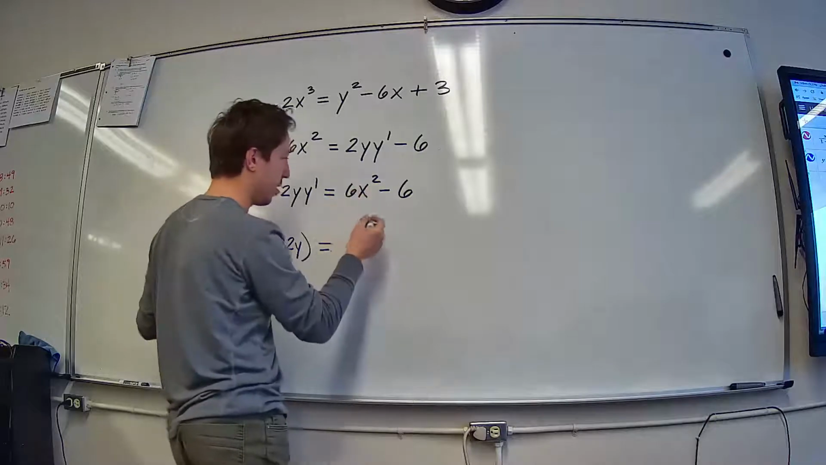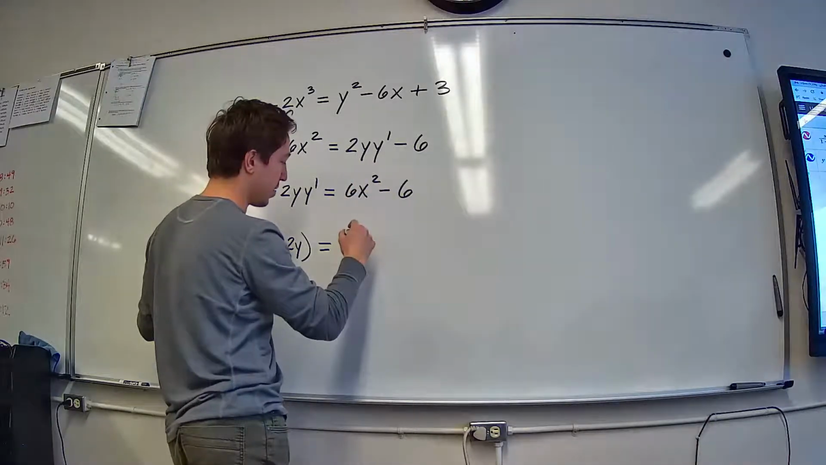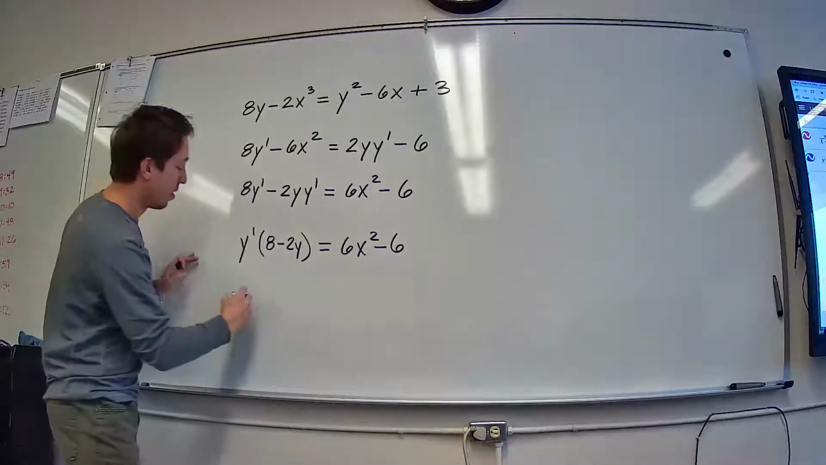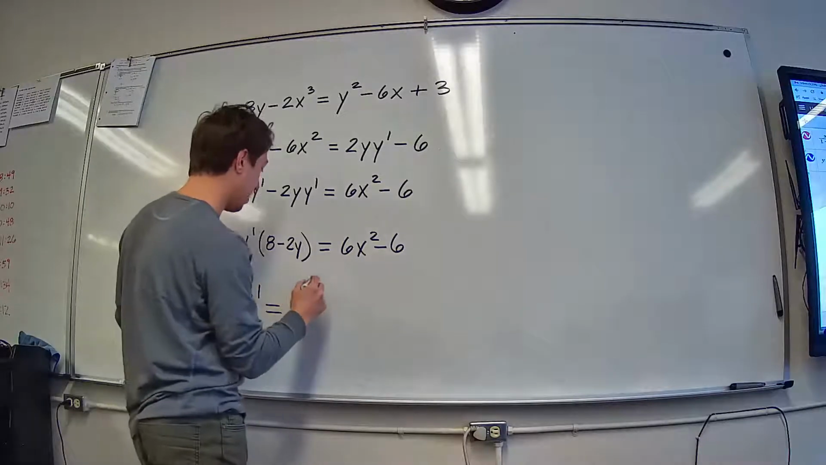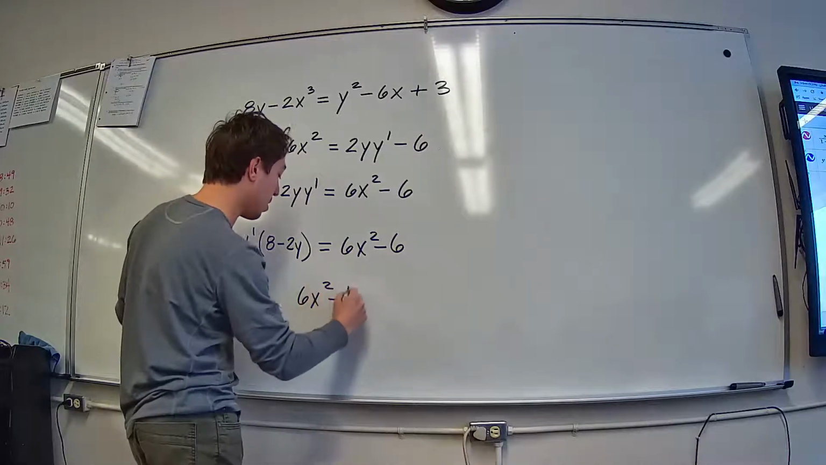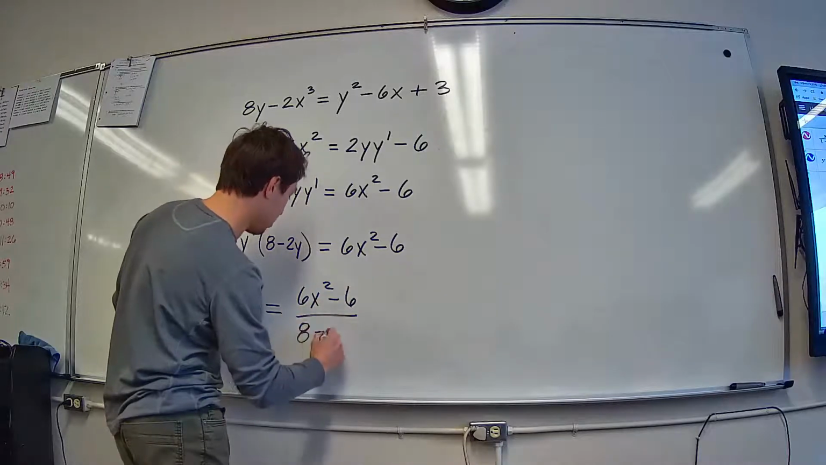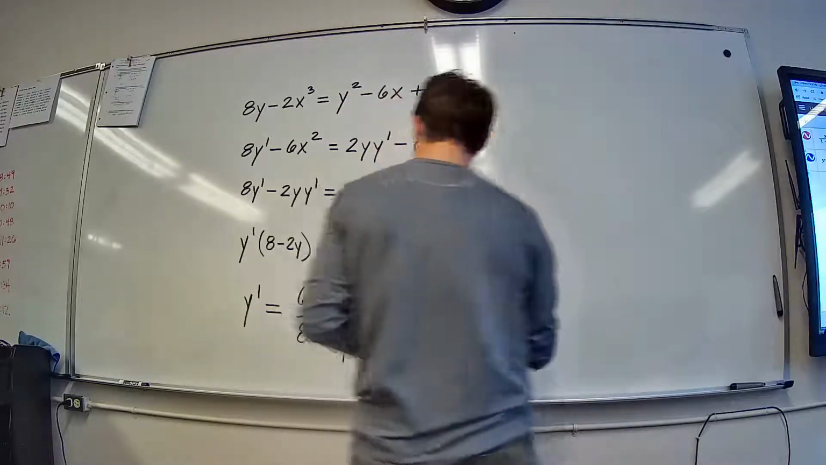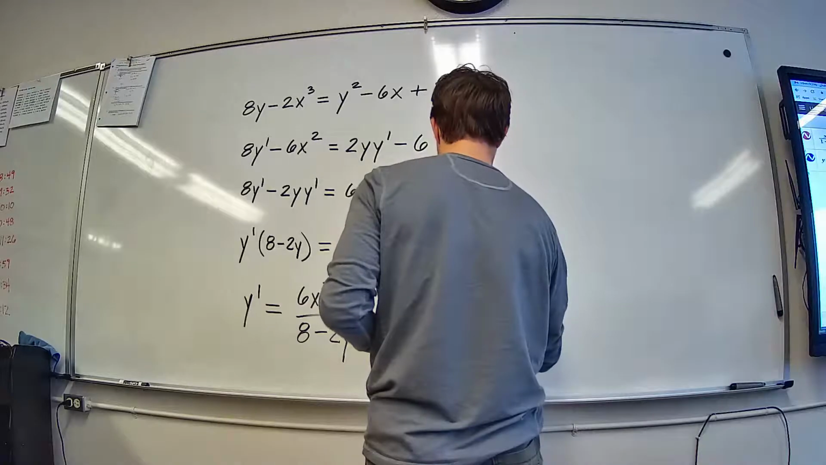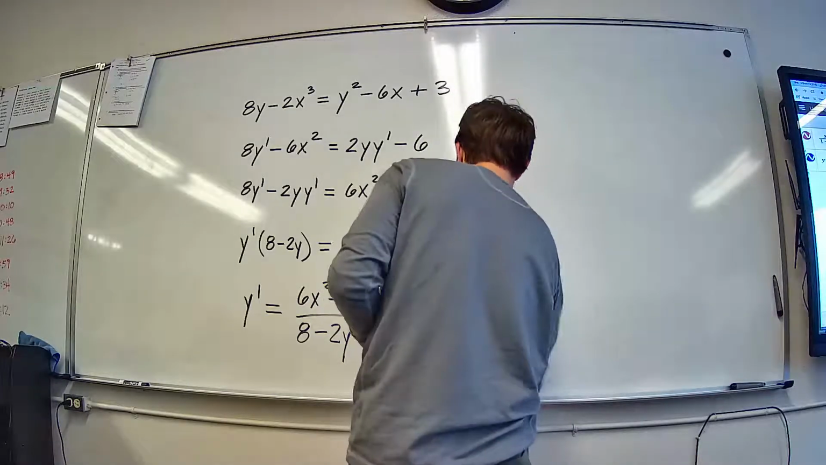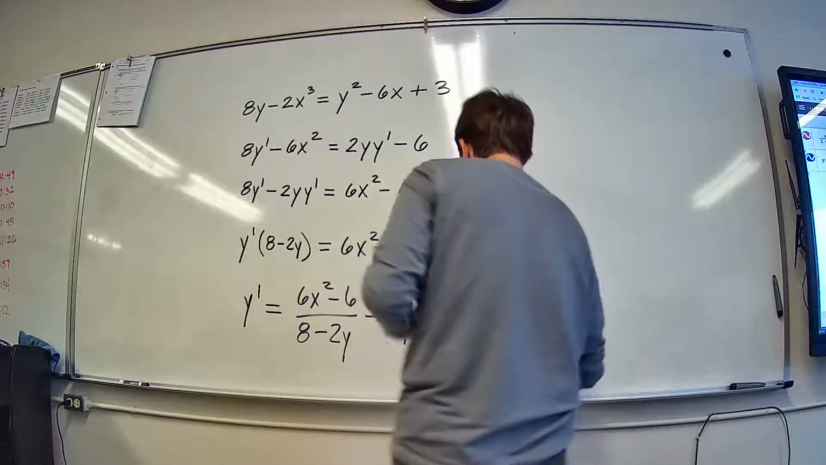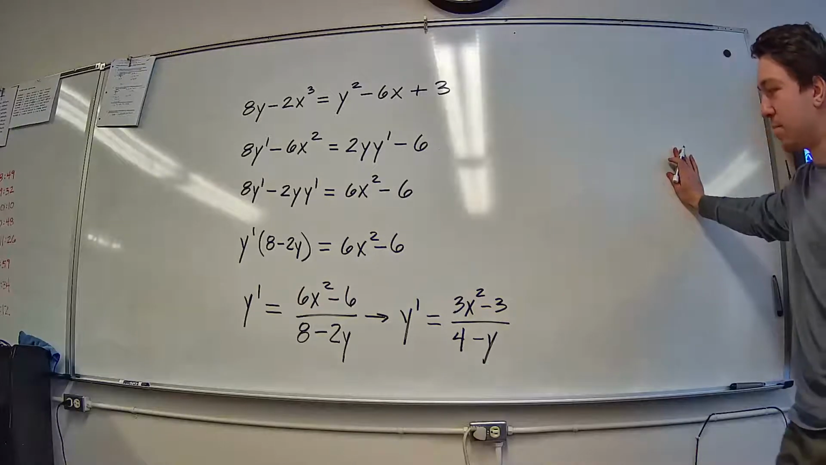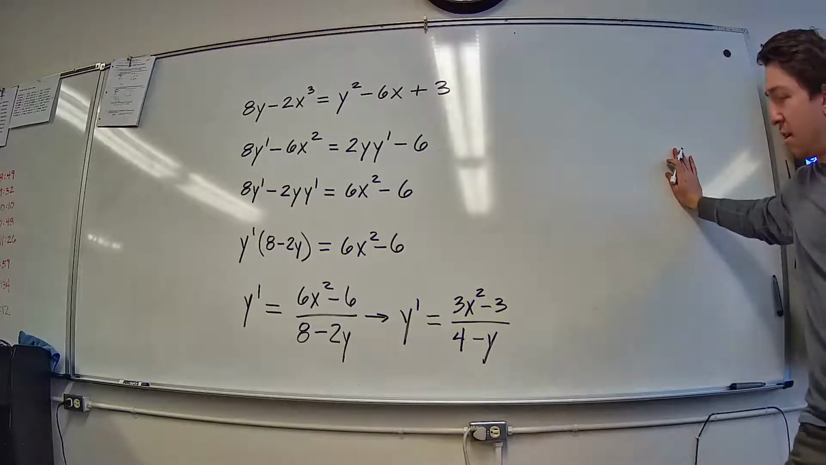And over here, I guess I could factor out a 6 if I wanted to, but you don't really have to. Let's leave it like this. Okay, great. We've got our answer. And then maybe just to be super cool, divide everything by 2 just to simplify.